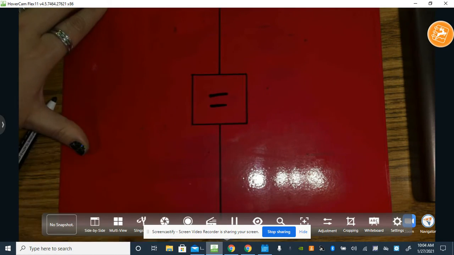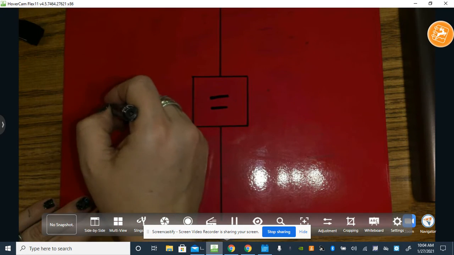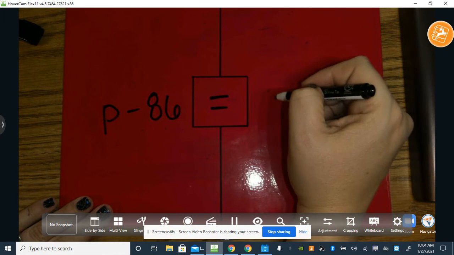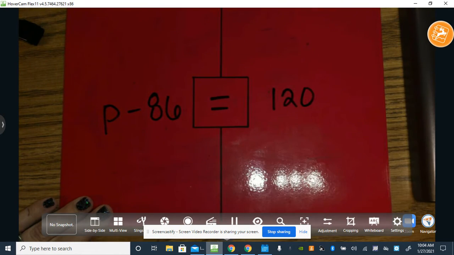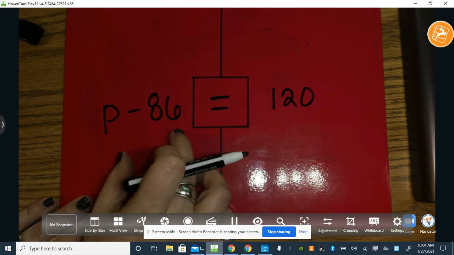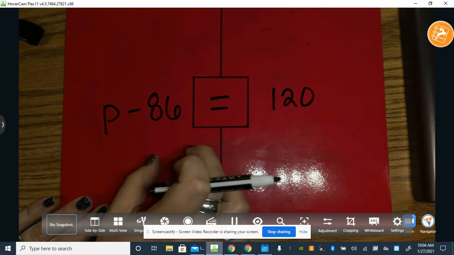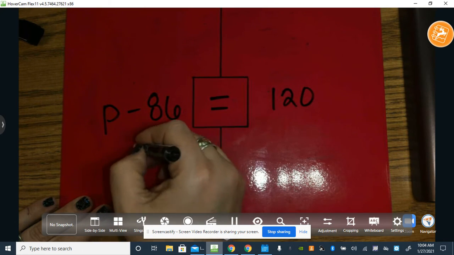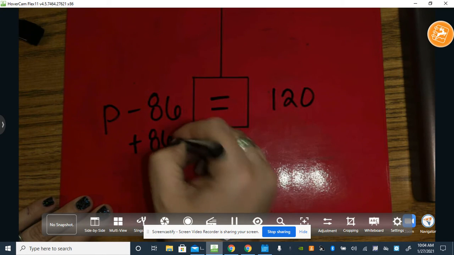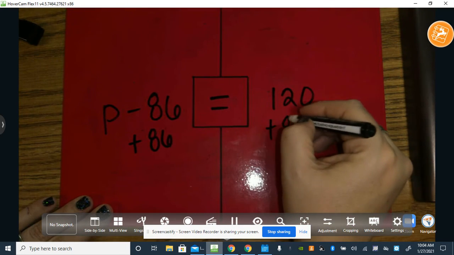Let me erase my board now. All right, my next one I'm going to do, p minus 86 is equal to 120. Okay, I want to get p by itself, so I need to get rid of this minus 86. And to get rid of a subtracting problem, I need to add, and I need to add the exact same amount. So I need to add 86. And if I do it to one, I must do it to the other. So I'm adding 86 over here.